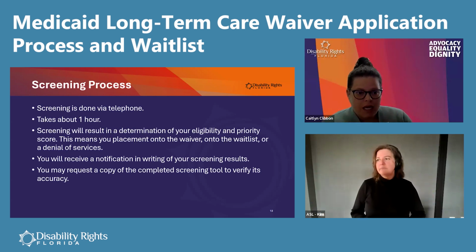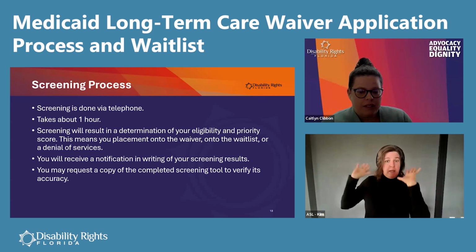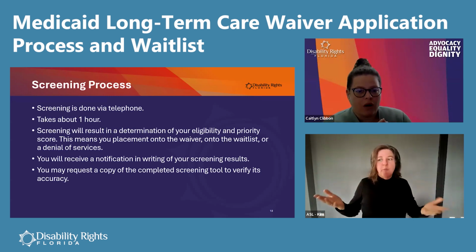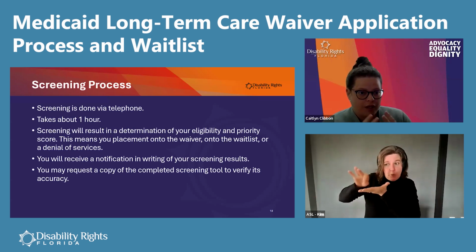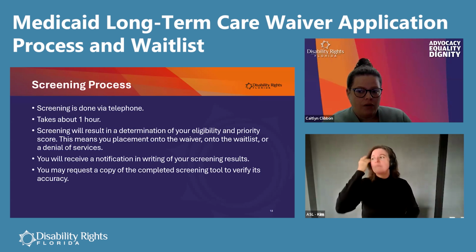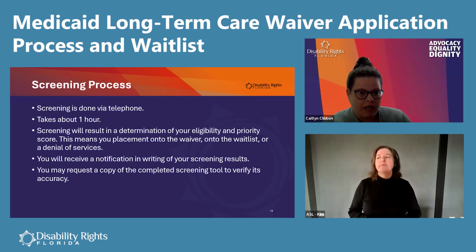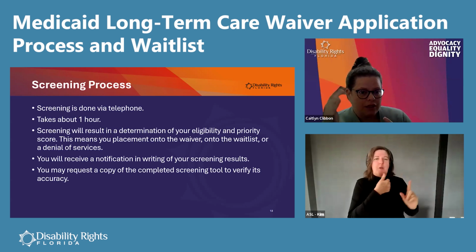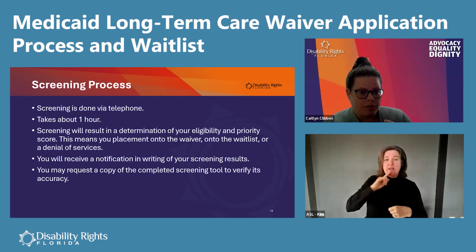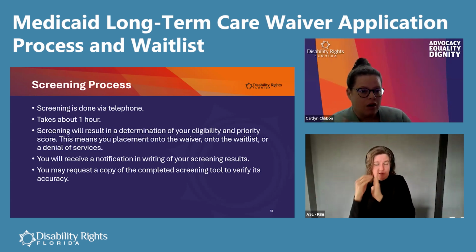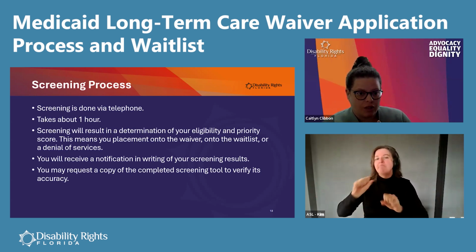So once your screening is done and they have made a decision about your eligibility and what priority score you qualify for, you are supposed to receive notification of those decisions in writing. You receive the results in writing, but you don't necessarily receive the screening itself. So if you want to see the document, the tool they use to complete the screening with the answers that you gave them, to make sure they're accurate, you can also request a copy of that screening tool, and they must provide it to you if you request it.